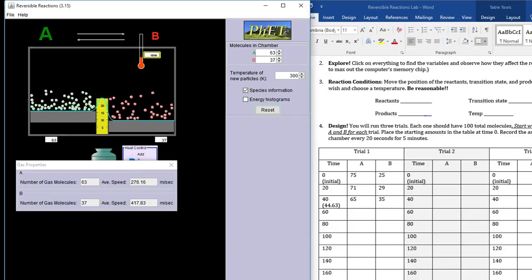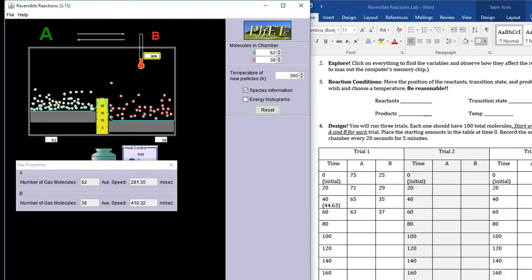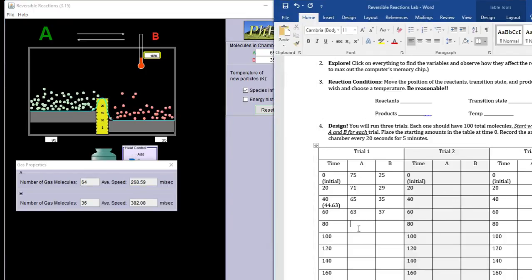So 60 is the next one I need. All right, so that's pretty close. That'll round. So we've got 63, 37. Let's go to the next one, 80. A little overshot again, but this time 64, 36. All right, so seeing some fluctuation. Seems to go a little back and forth.